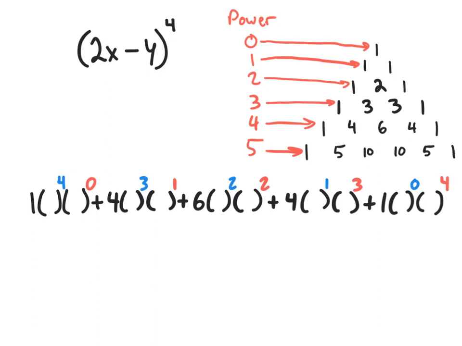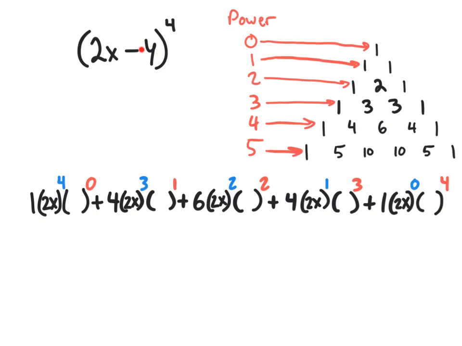So we have the powers down. What belongs in the first parenthesis? The first term of your binomial, which happens to be 2x. So I'm going to put a 2x in every single first parenthesis. And then I'm going to plug in the second term of my binomial, which happens to be a minus y.